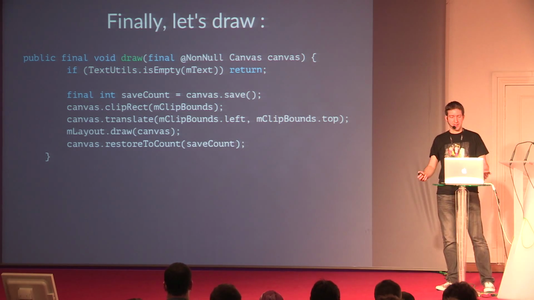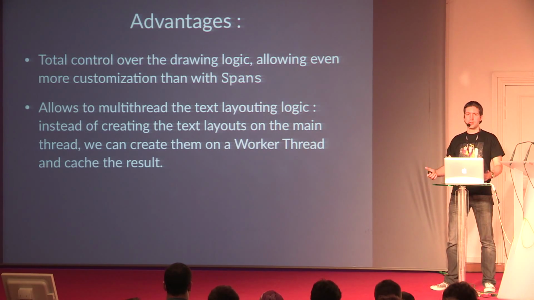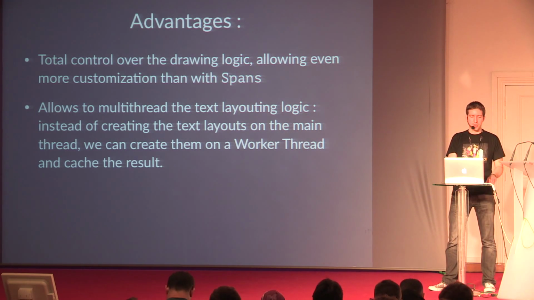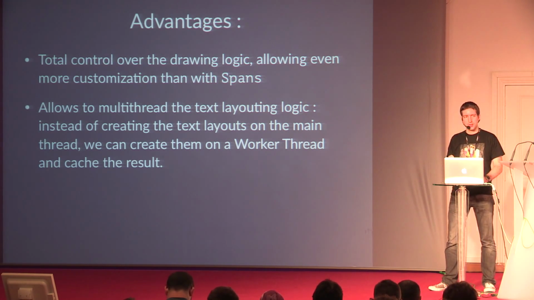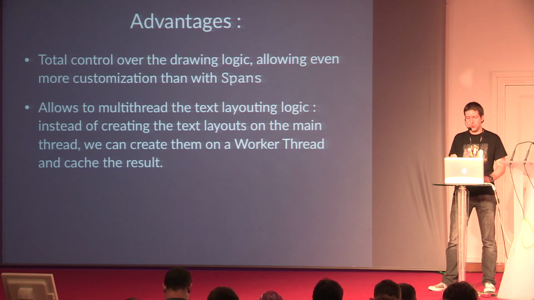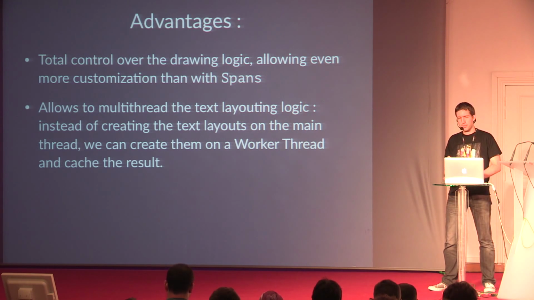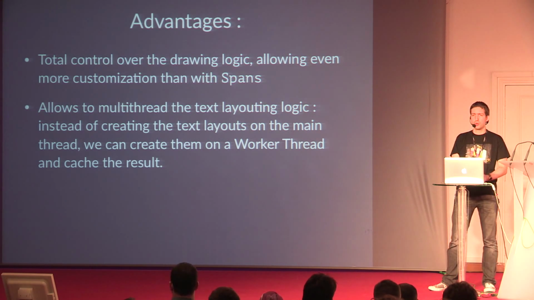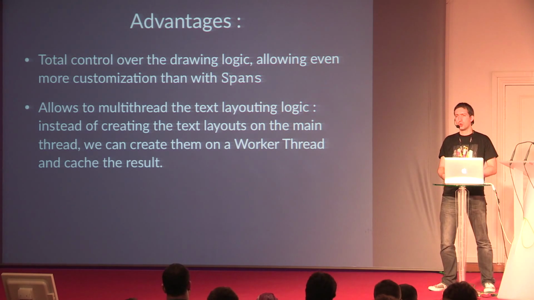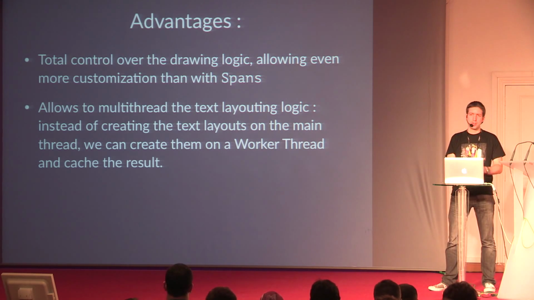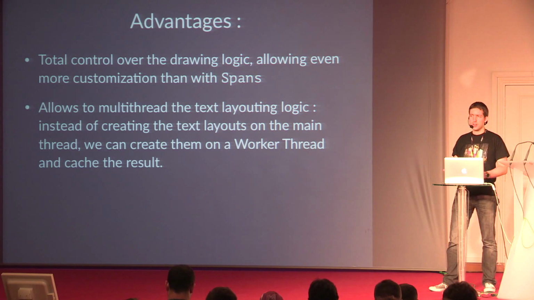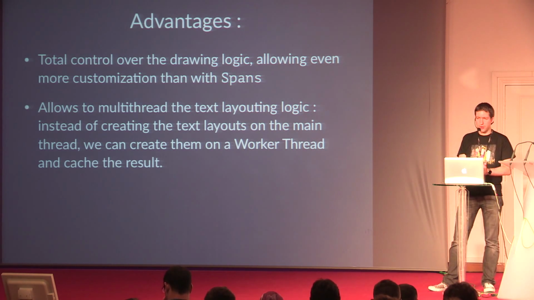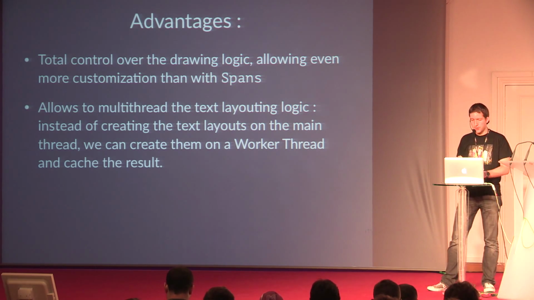Okay, I have drawn text. Why would I want to do that? So the first advantage, just like with a custom view group, is that you've got absolute control over the drawing logic. In some cases, you are going to try to do things that are not quite possible with the platform, even with something like spans. And if you use a custom draw logic, you can push the bounds of the platform way farther.